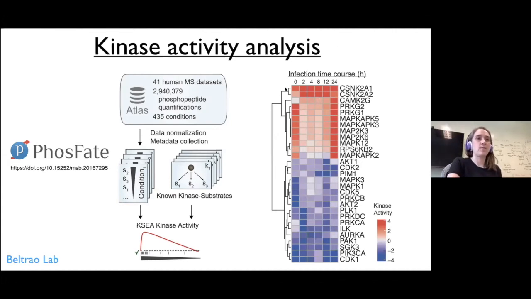Here we have a heat map over the infection time course from 0 to 24 hours, and then a list of some of the most highly activated, in red, or inactivated kinases in this experiment. I just want to go through a couple of examples of the biology behind some of these differentially regulated kinases. One that we were really interested in was that we saw a dramatic and sustained increase in 2 subunits of CK2 kinase upon infection.